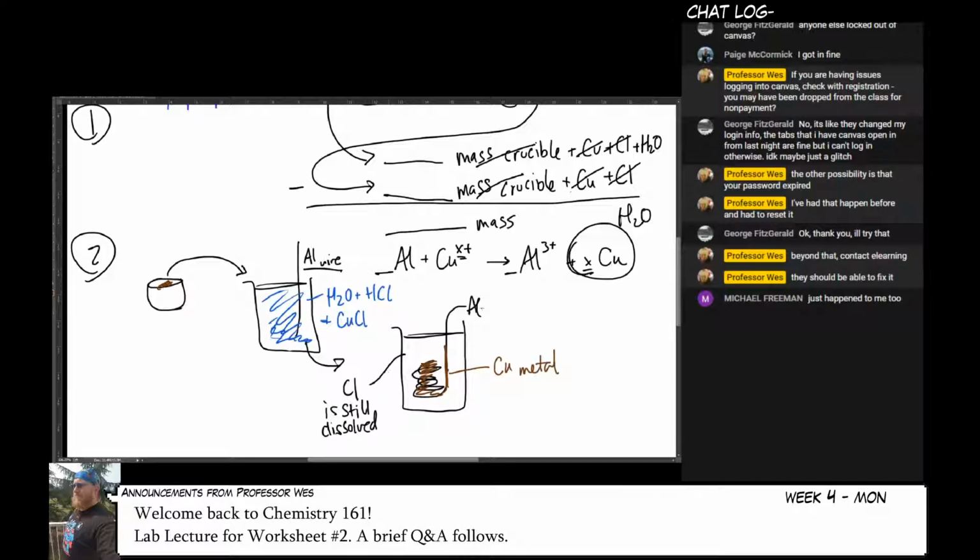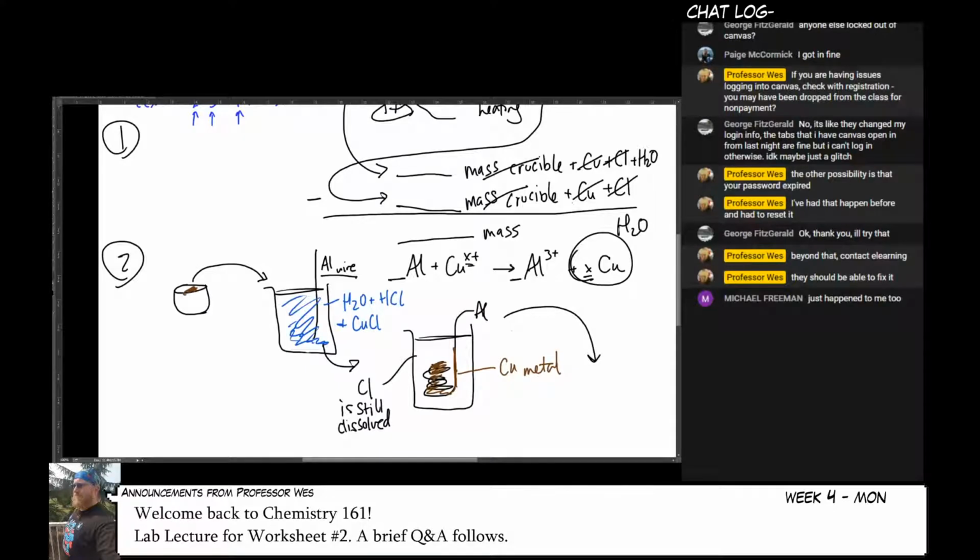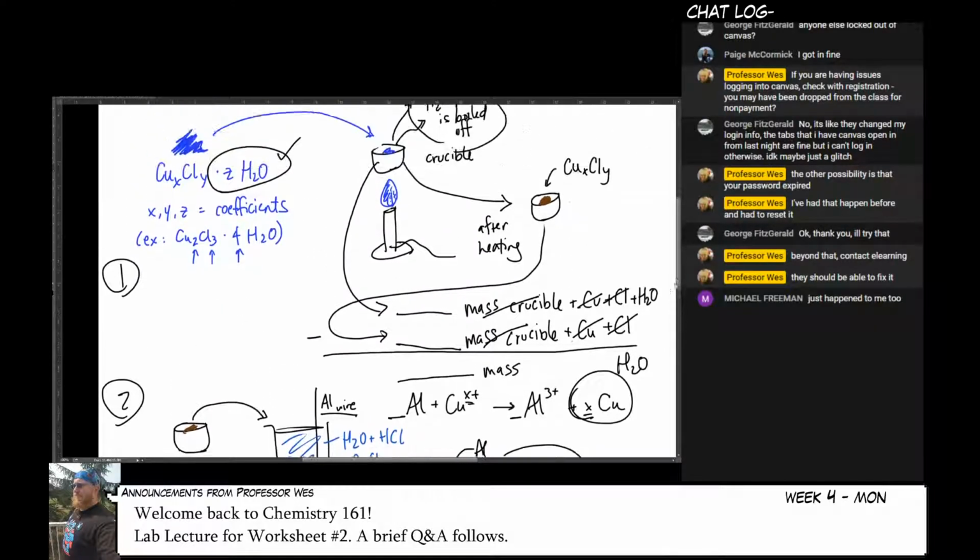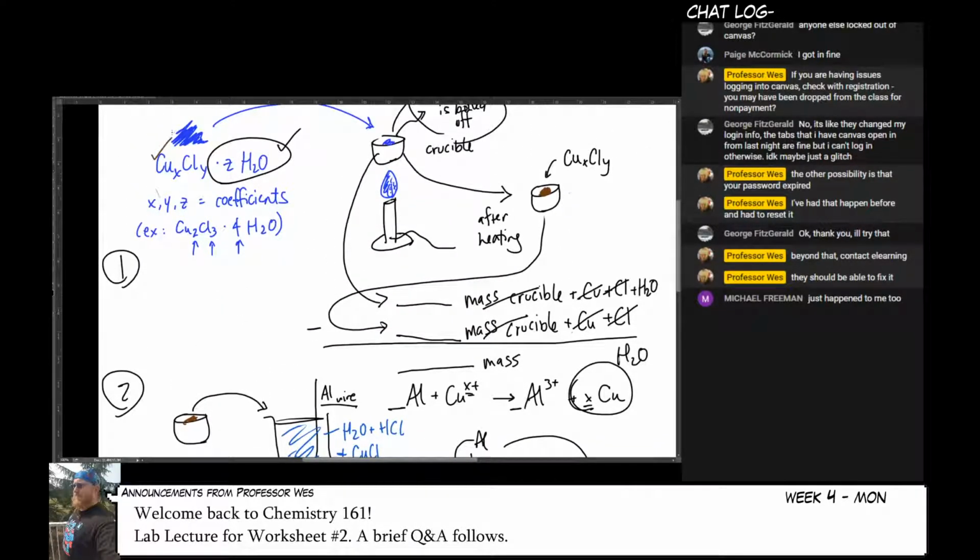So now what we can do is we take the wire out and just have copper metal. So then we'll have the copper metal, which is now isolated. And since it's isolated, you can weigh it. And once you've weighed it, you know the mass of the copper. So this one's done.